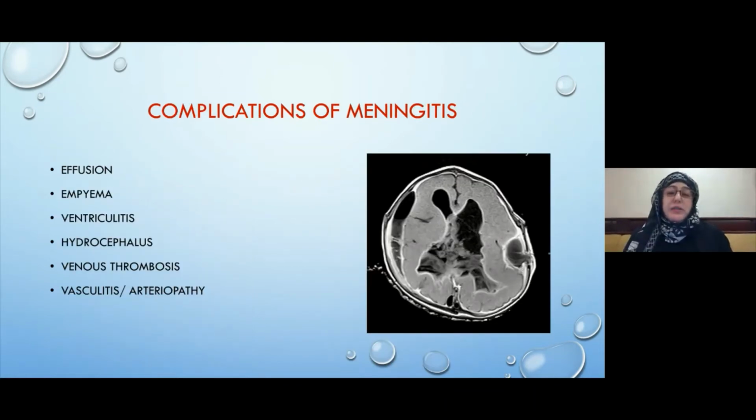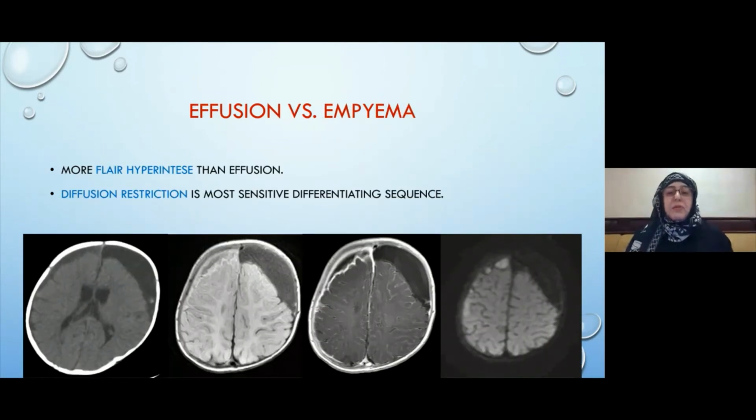So the complications of meningitis are many, and a lot of them are really serious. But one of the most common complications is extracranial, extraaxial collections. And we know that empyema and effusions can be hypodense or hyperintense to CSF. However, empyema will have diffusion restriction and marginal enhancement in comparison to effusion. And this is very important to recognize because these collections usually need surgical intervention, unlike effusion, which resolves spontaneously.